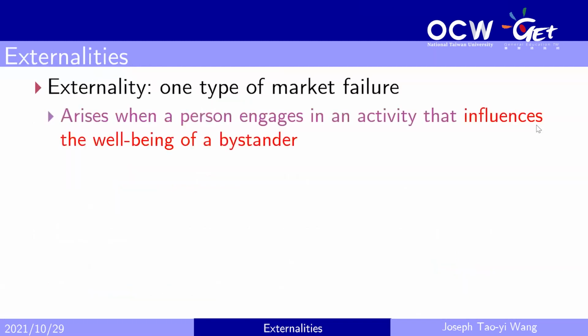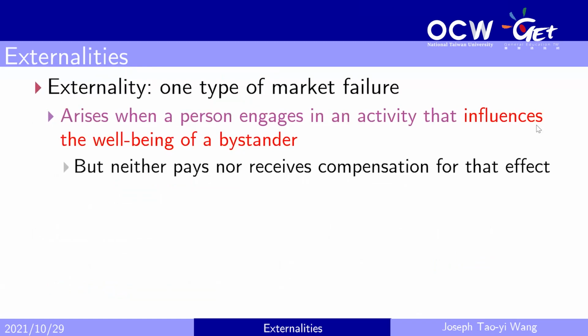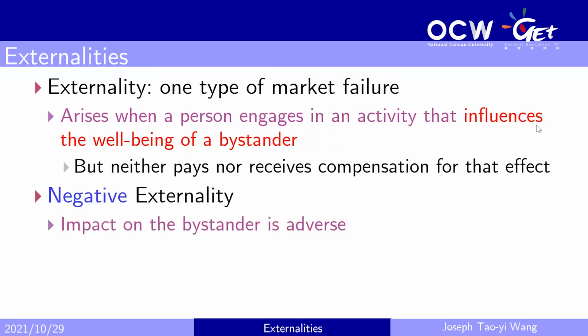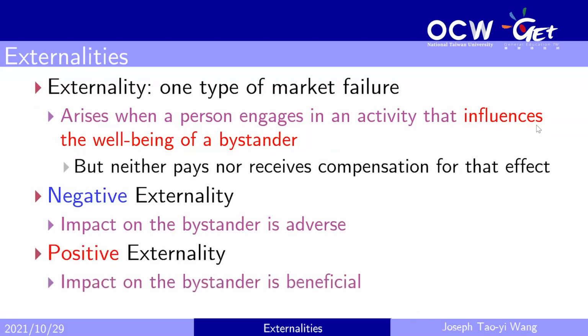So externalities are one type of market failure, because the market activity influences bystanders. That's the problem. However, the bystander does not pay or receive compensation for this effect, and that's why it's called an externality. It's this effect on somebody else outside of the market. There could be negative externalities, which means that you're harming the bystander. But it could also be positive, which means that it's beneficial to the bystander, but the bystander is not paying for that.